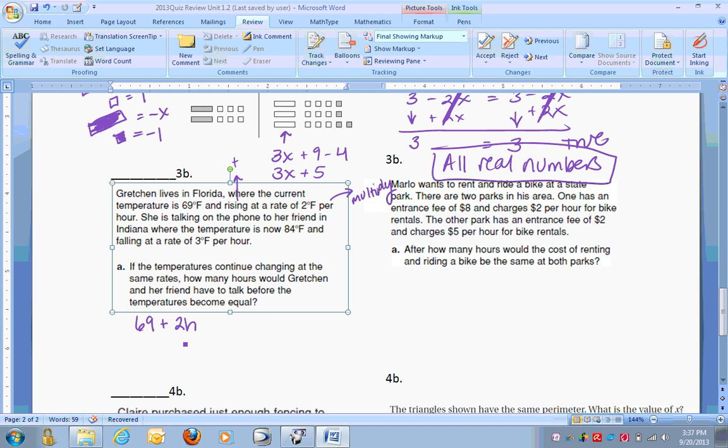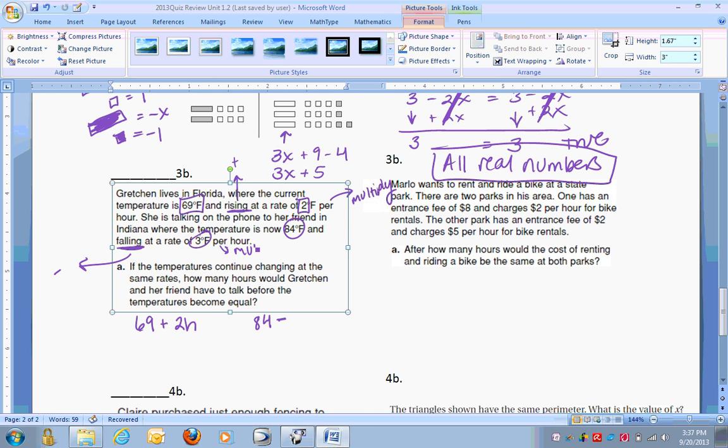Okay, now her friend in India, their temperature there is 84 degrees. And it's decreasing. So that one was rising. This one's falling, which means to subtract by 3 degrees per hour. So remember that per means multiply. So minus 3 times h. And the question is asking us, if the temperatures continue changing at the same rates, how many hours would Gretchen and her friend have to talk before the temperature becomes equal?